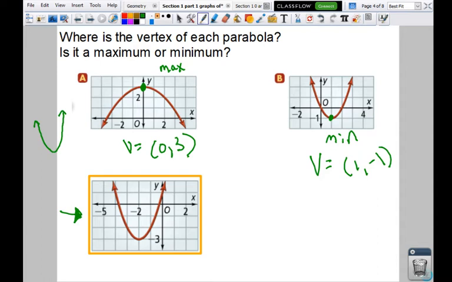All right, where's the vertex? What's the vertex? It's minus 2, minus 3. That's part of it, that's our y, right?